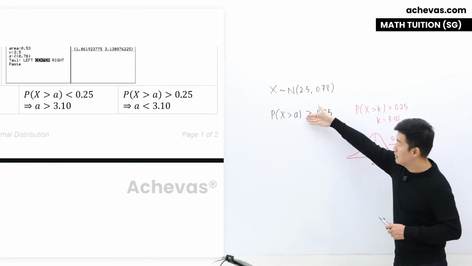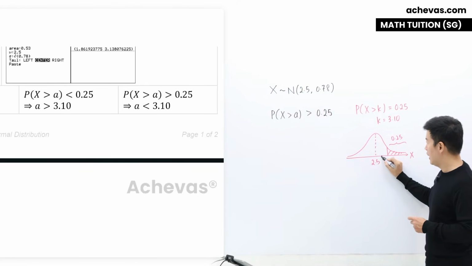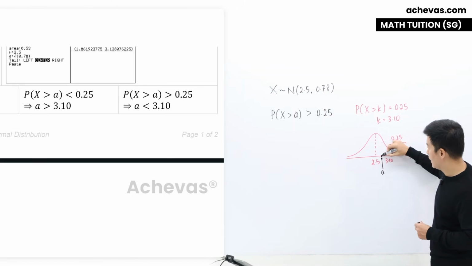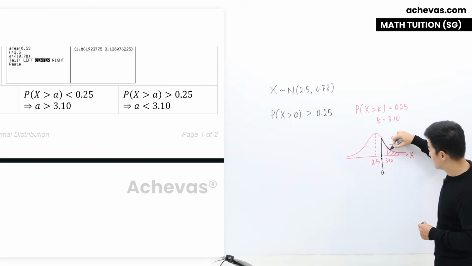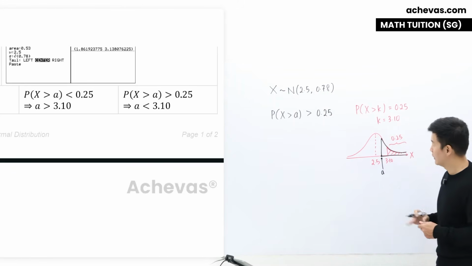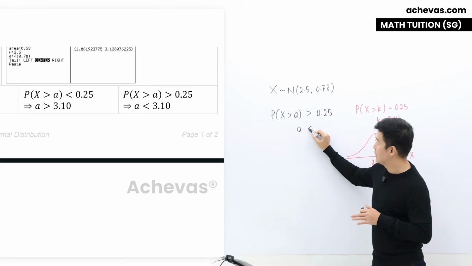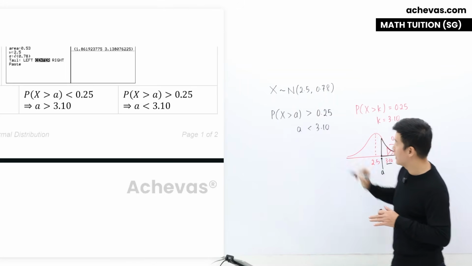So if the area to the right of A is bigger than 0.25, A has to be somewhere to the left of 3.10 in order for the area to its right, which is here, to be bigger than 0.25. So with our deduction, we know that A has to be a number that is less than 3.10. So A is less than 3.10.